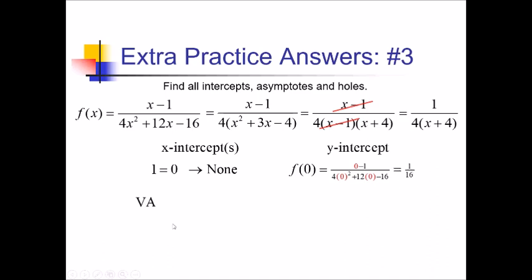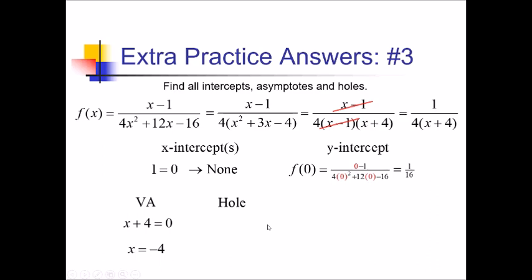Now for vertical asymptotes, we set the simplified denominator equal to 0 to see if anything makes the simplified fraction undefined. So we have 4 times (x plus 4) equals 0. So x plus 4 then must equal 0. So then x equals negative 4 is our vertical asymptote. Next, for holes.